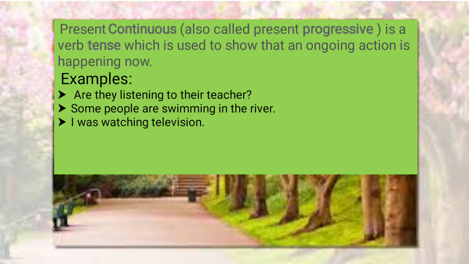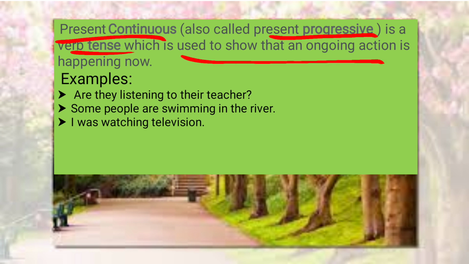Present continuous tense means if any action is going on. It is used to show that an action is going on. Present continuous tense is also known as progressive tense. Present progressive or present continuous is a verb tense which is used to show that an ongoing action is happening now.